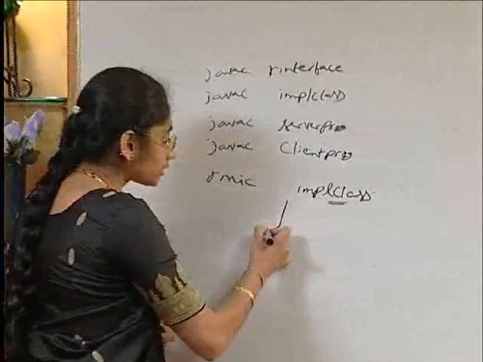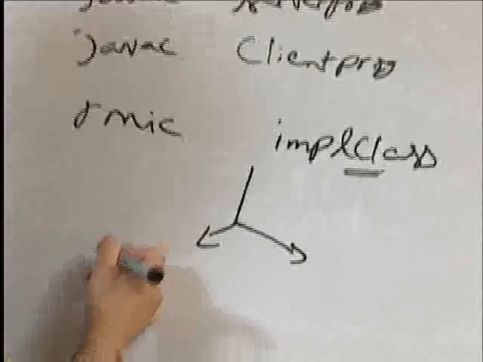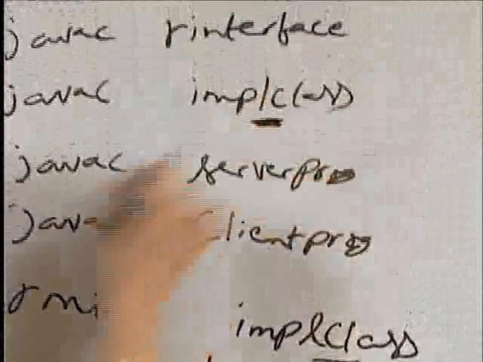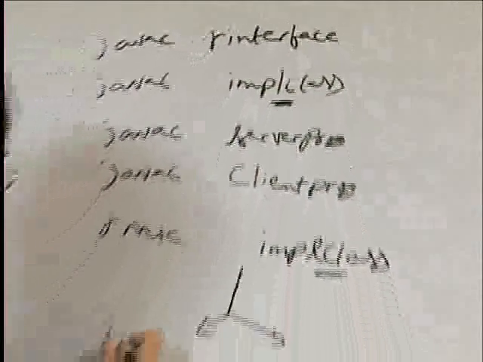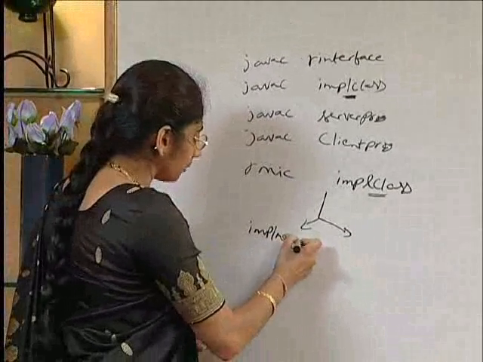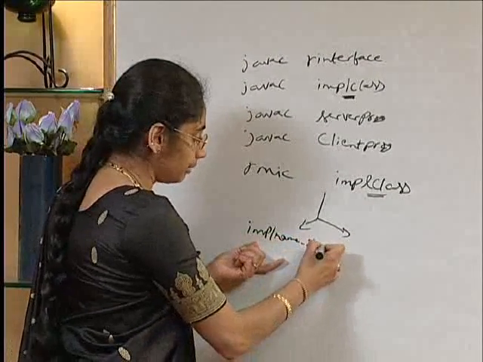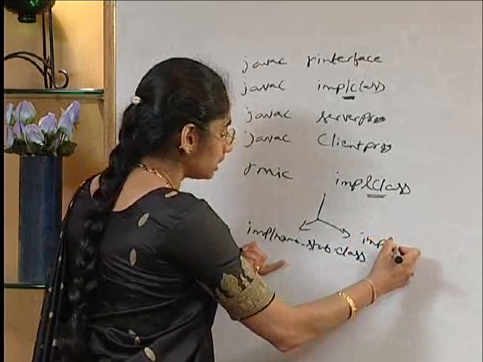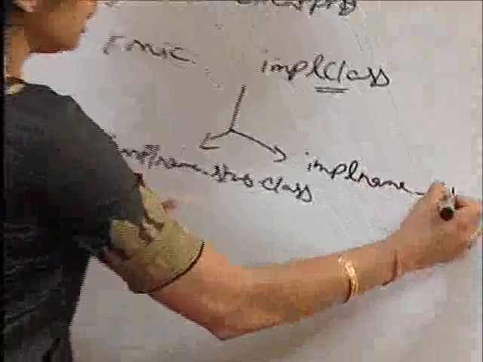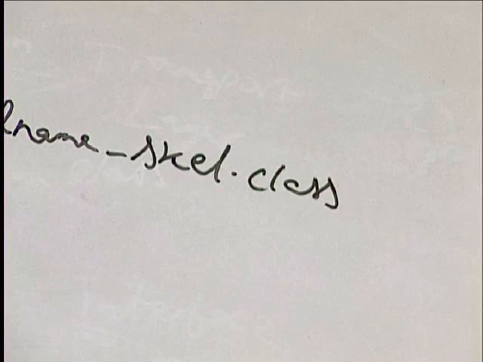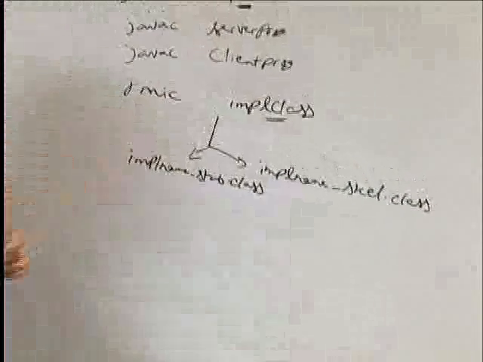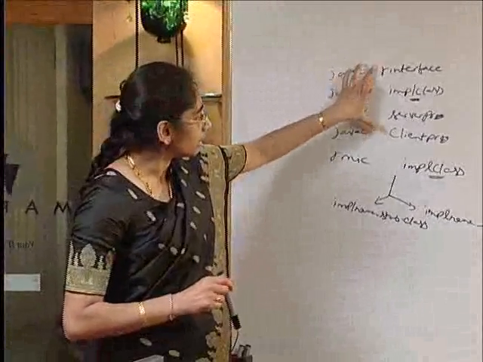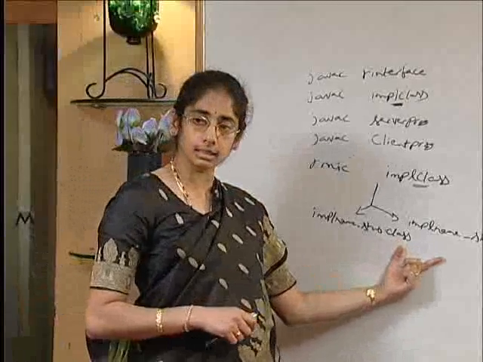Now this RMIC command will use this implementation class file, and then it generates two class files. Depending on whatever the name of the implementation class file is, that particular implementation class name underscore Stub dot class, and implementation class name underscore Skel dot class. These two class files will be generated and placed along with the implementation class file. So now how many class files do you have? There are 4 of these plus 2 of these, 6 class files.